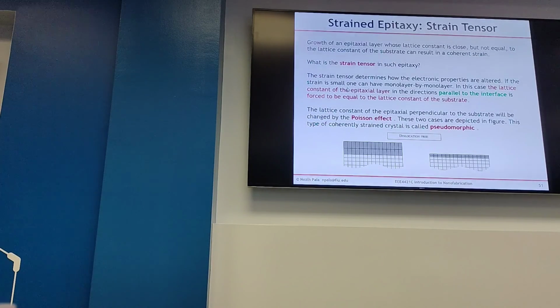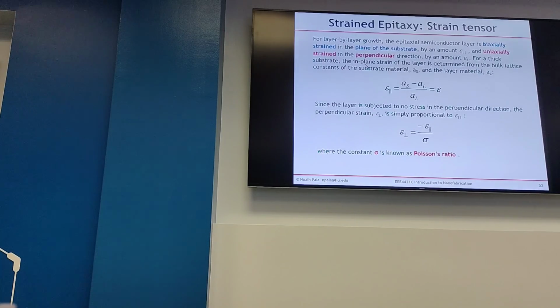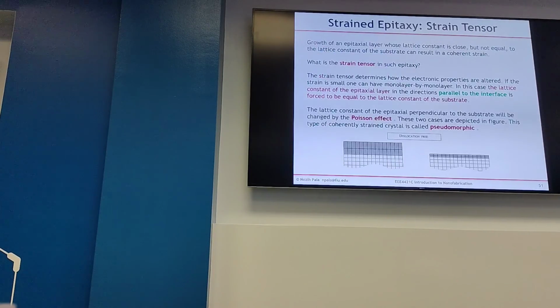Strain tensor. What's strain tensor? It's basically how much pressure or force you apply because of the mismatch. Atoms will attract each other, trying to align. So of course, when you look at it, there will be strain parallel to the surface, right? Because it's in 2 dimensions. Also, there will be a strain in the perpendicular direction, right?